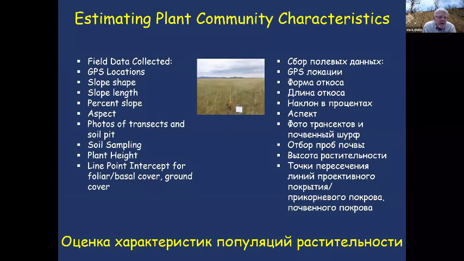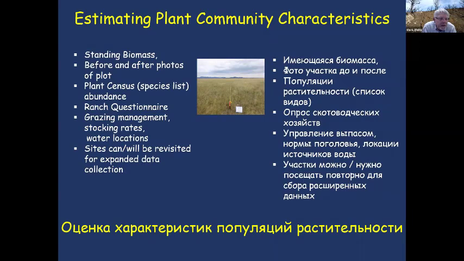Estimating plant community characteristics. So we go through a field data collection. I'll go through this fairly quickly. We use a GPS to locate our plot so we can go back. We want to make sure we understand the slope shape, slope length, the percent slope, the aspect. We take photos of the site. We sample our soil. We measure the plant height. And we use a line point intercept technique for getting foliar and basal cover.